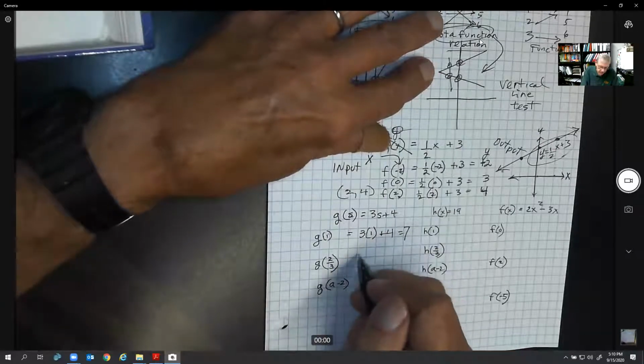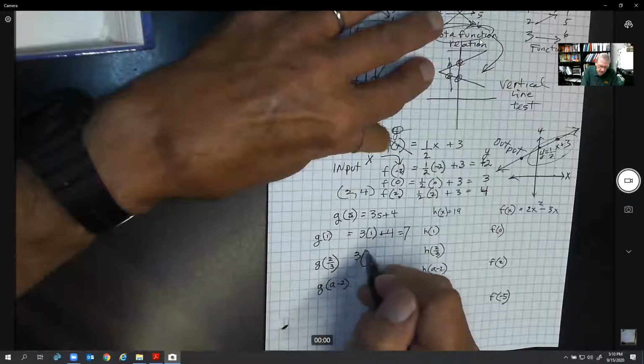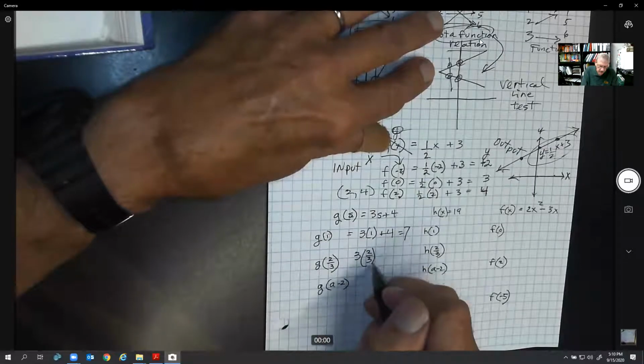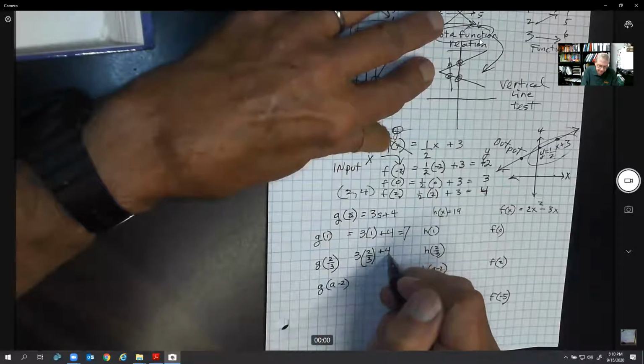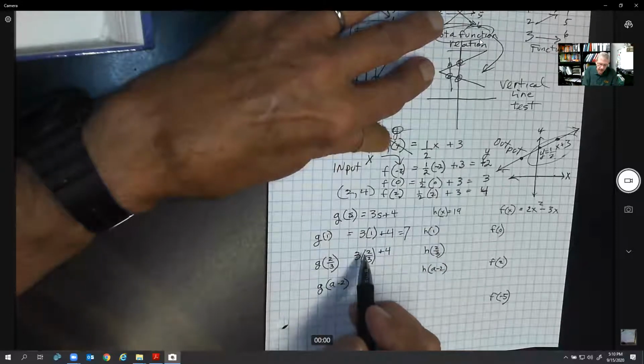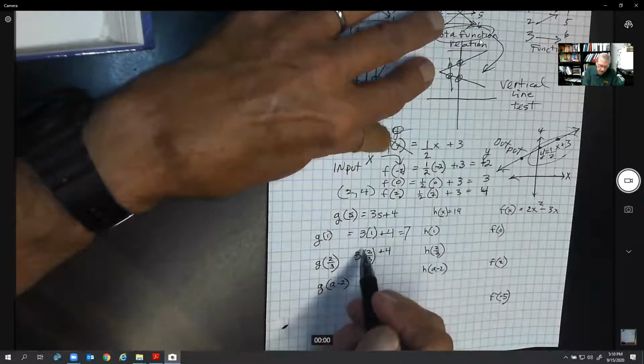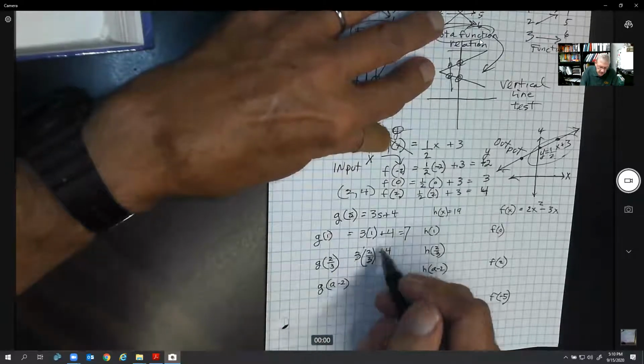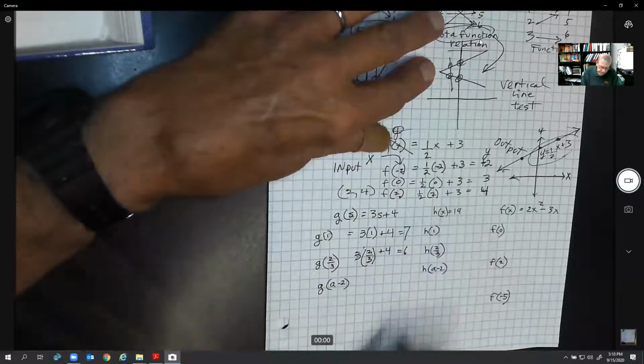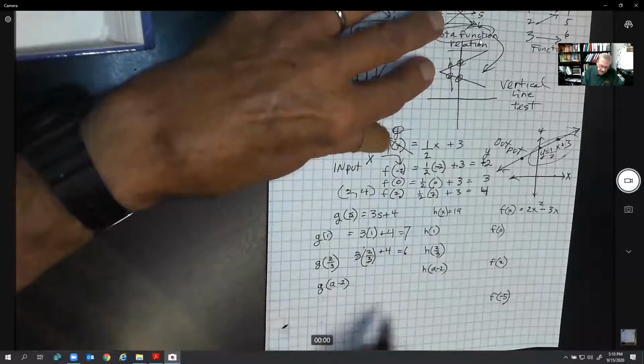2/3. Oh, God. 3 times 2/3 plus 4. 3 times 2 is 6. 6 divided by 3 is 2. See, it's just multiply and divide. Or you can cancel off the 3's. 2 plus 4 is 6. These aren't picked in any particular order.